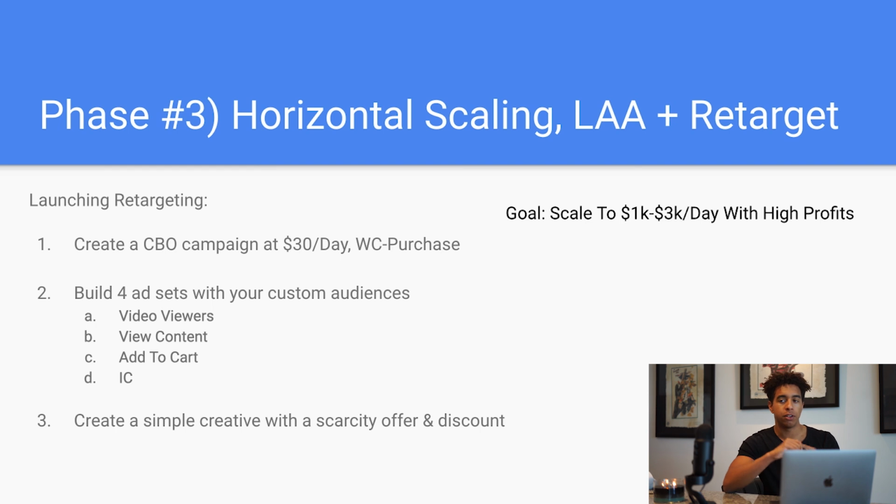So I put my video viewers, I combine them, so 75 and 90% in one ad set. I do view content in one ad set, add to cart in one ad set, initiate checkout in one ad set. And then I make a very simple creative with a scarcity offer and discount. Like I said, my highest ROAS campaign, which means return on ad spend, is a retargeting campaign, and the creative is so simple. It's literally just the product on a white background, and it has like an 11% CTR link click.